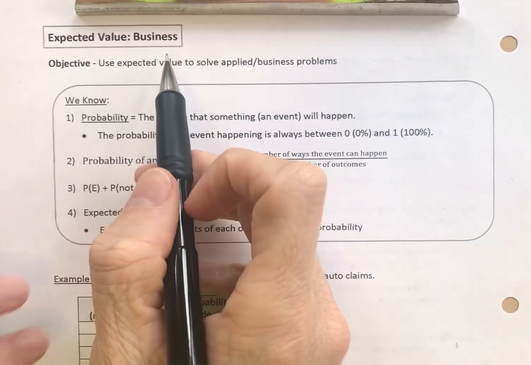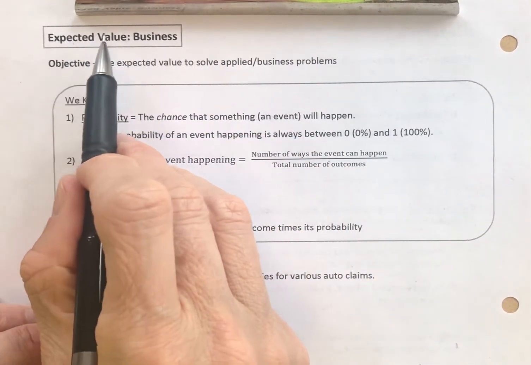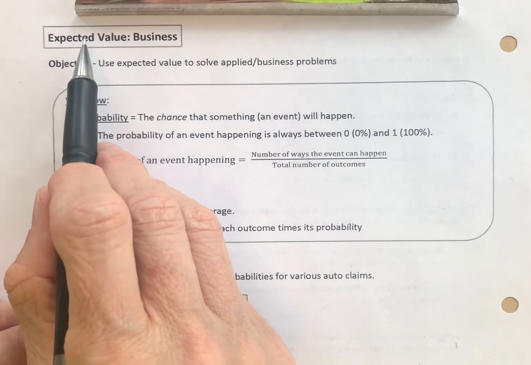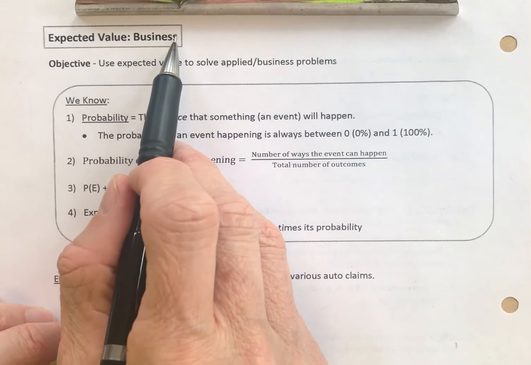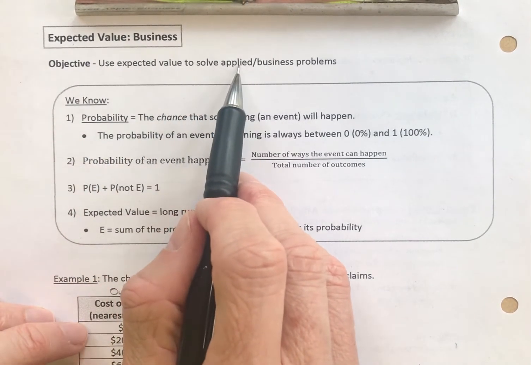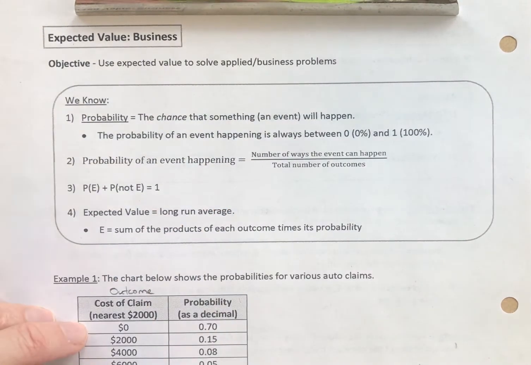Okay, in a previous video we talked about what expected value is. In this video we're going to discuss its uses in business. So our objective: use expected value to solve applied business problems.